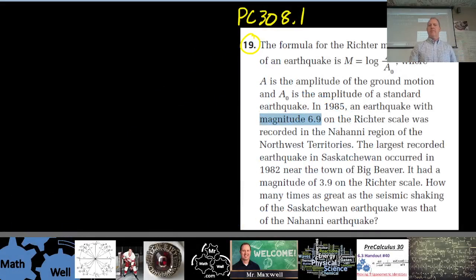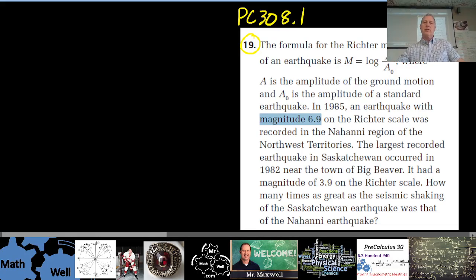So this is 8.1 number 19, and this is a tricky one. Okay, so again, please take your time to work through this. I'm going to show you how to do it. There are different ways you could approach it, but I want to give you the way that I would expect you to think about this. Okay, so let's read through real quick.